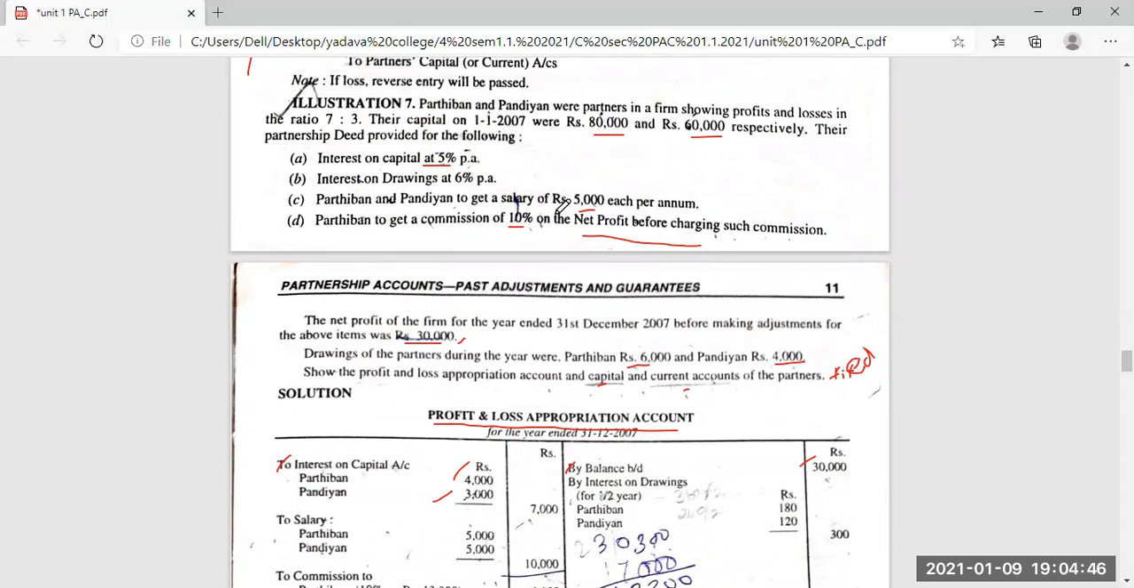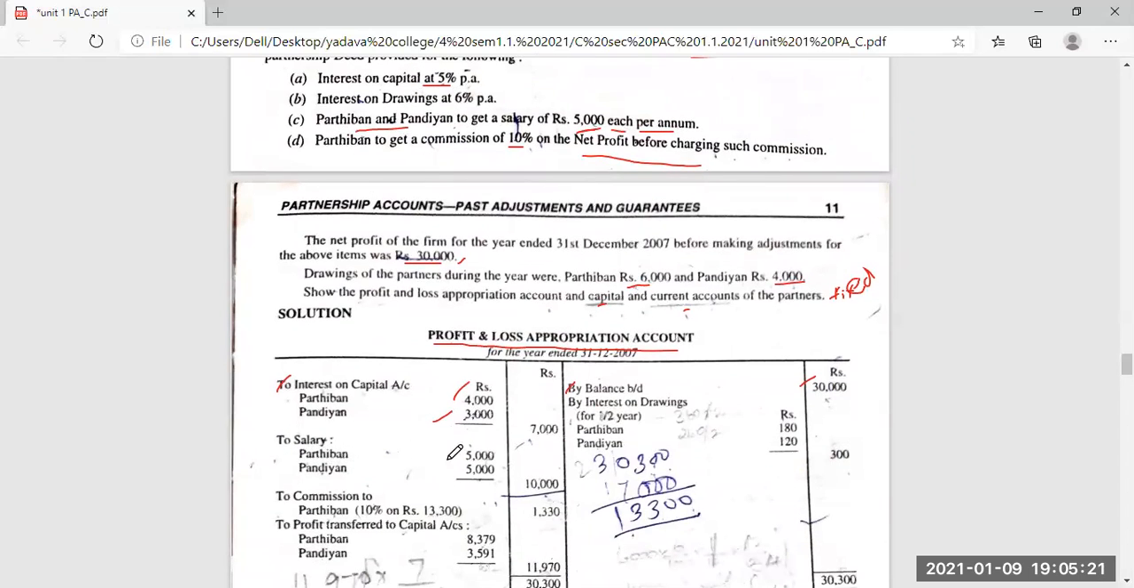Again, they have given the salary as 5,000 per annum. Note it down, girls: this is per annum, not per month. If they had given it per month, we would have to multiply by 12. Here they have given a yearly salary of 5,000 each. Also, in some problems they give it to only one partner, so you have to notice all these things. Here they have given it for both partners, each per annum. So salary to Parthiban 5,000, salary to Pandian 5,000. So 10,000 is over here.